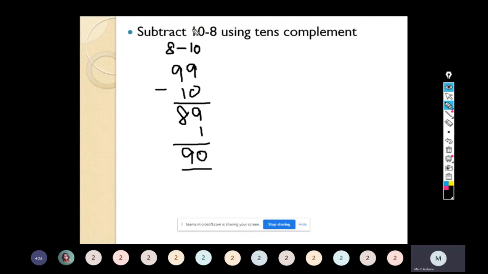Now, what will be there? 90, we have to add it with A. What is A? 10. So when we add, what is the answer? 90 plus 10 will be 100. So there will be a carry.